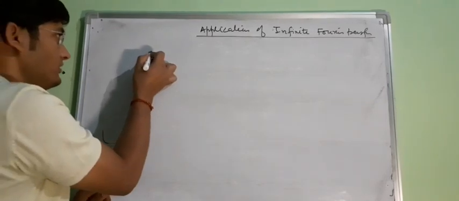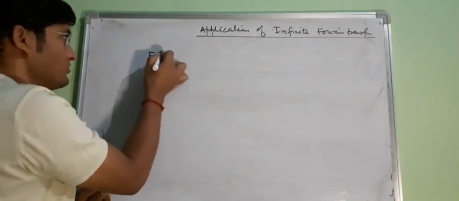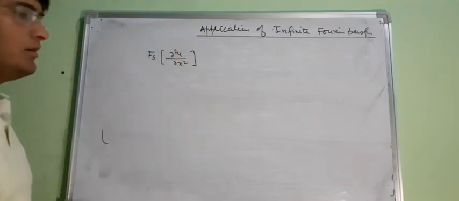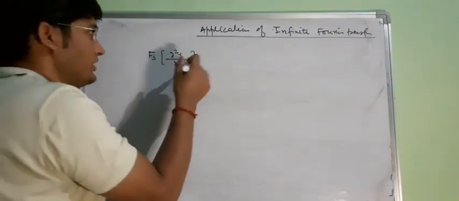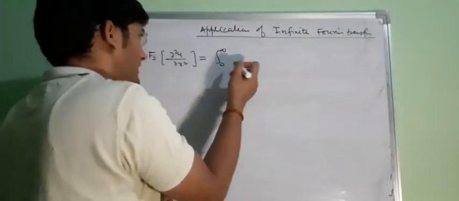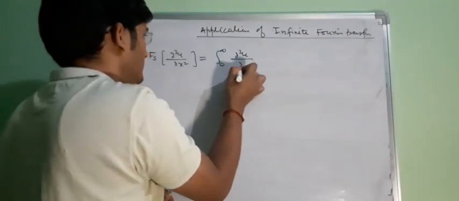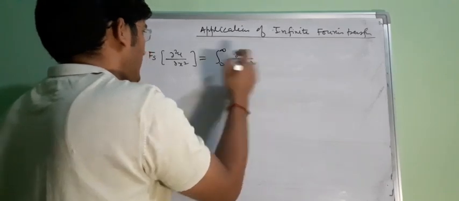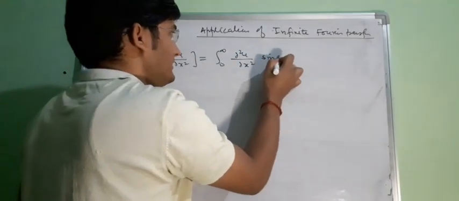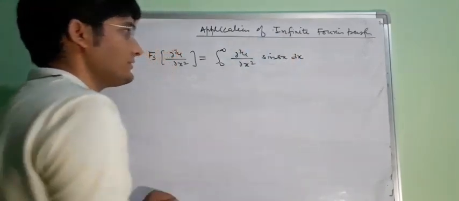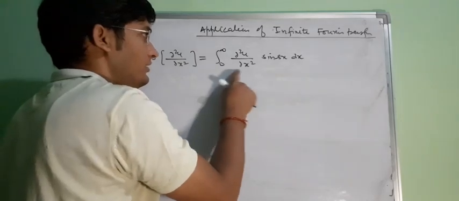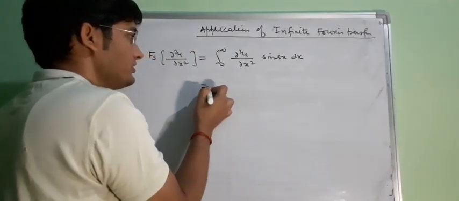Let us find out the Fourier Sine transformation of ∂²u/∂x². Now the Fourier transformation of ∂²u/∂x² will be the integral from 0 to infinity of ∂²u/∂x², and as we are finding the Fourier Sine transformation, we will have sin sx and then the integration with respect to x. Now let us solve this integral using by-parts integration.